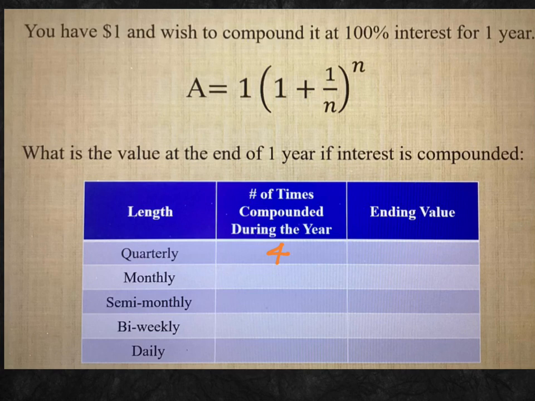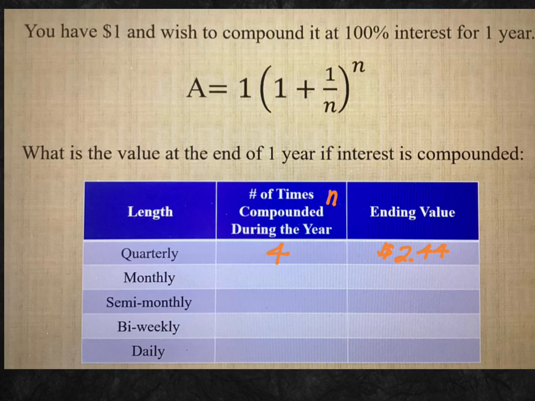So if we go ahead and assume that this is our n value, the number of times compounded during the year, and it's 4, and we plug 4 into the formula up above, our dollar is going to end up being worth $2.44. Much better than the $2 that we had if we just got the money once and compounded once at the end of the year.